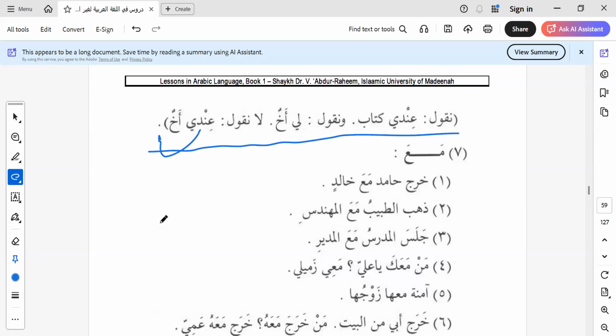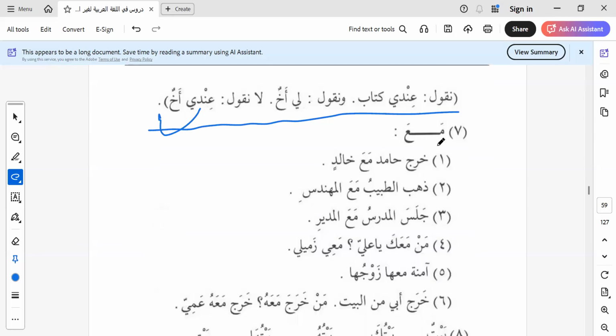Are we good now? Now they give us ma, which I just explained. Ma means simply with. This ma is ma lil musahaba, ma for company, just company. It is the ma that you use when something is in company. خرج حامد مع خالد. They go in company of one another. خرج حامد مع خالد. Hamid went out with Khalid.